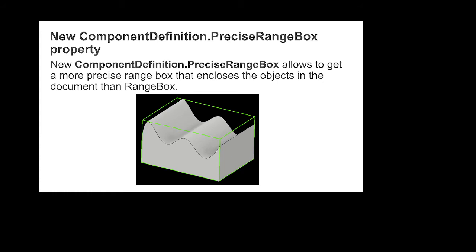Many developers want to know the precise range box of an object. So Inventor 2023 has introduced a property called PreciseRangeBox to get the precise range box of the document rather than the range box.